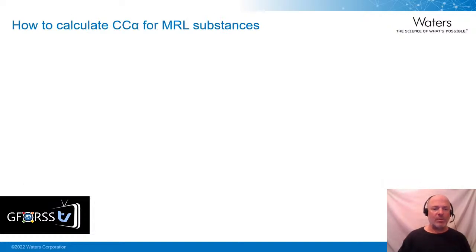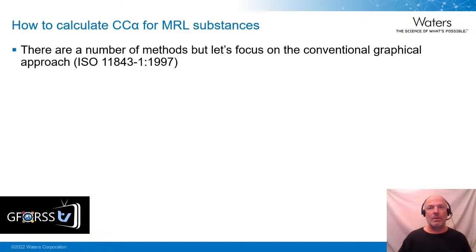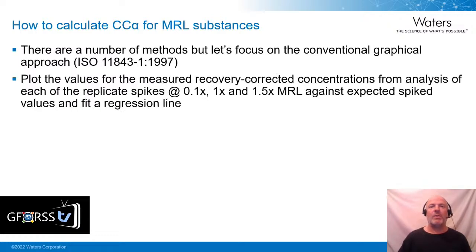And lastly, we're going to move on to calculation of CC alpha for MRL substances. There are a number of methods available now, but I'm going to focus initially just on a conventional graphical approach. So the idea is we plot the values for each of the measured recovery corrected concentrations from the analysis of each of the replicate spikes.